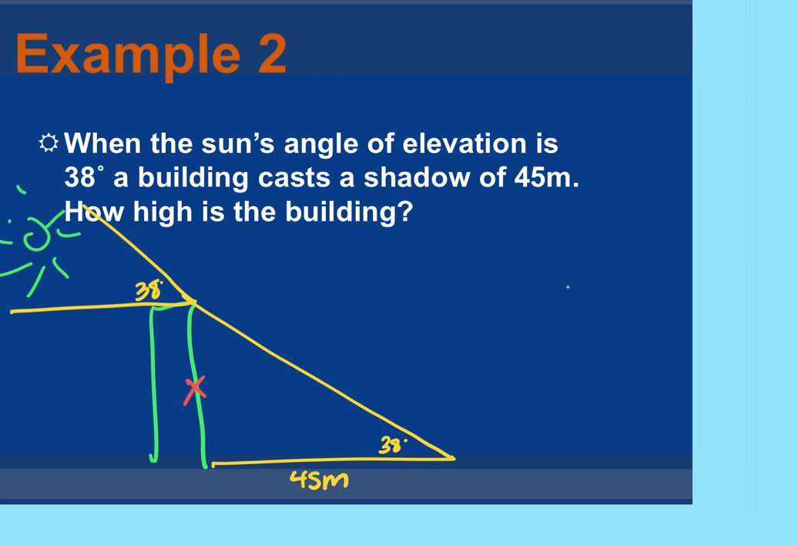Opposite the 38 is the x, adjacent is the 45. So we're doing tangent again. x over 45, and then I multiply both sides by 45. This time I don't have to worry about any height because we're saying it's from the ground up. So 35.2 meters. It didn't say it, but it would be specific on your test what to round to. If it said nearest meter, it's 35. If it's nearest tenth, 35.2.